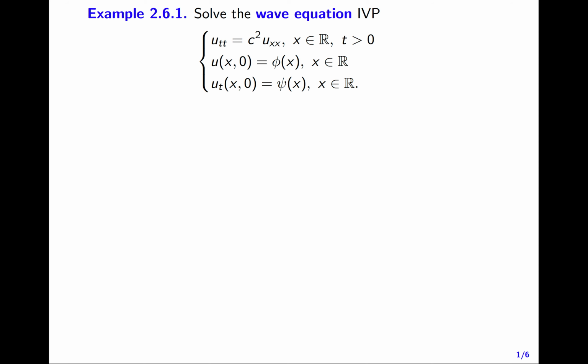Hello, and welcome to our discussion of solving the wave equation with the Fourier transform. We will look at the initial value problem, u_tt equals c squared u_xx, for x in the reals and t positive. This is the wave equation on the real line, together with the initial conditions u(x,0) equals phi(x), and u_t(x,0) equals psi(x) for given functions phi and psi.